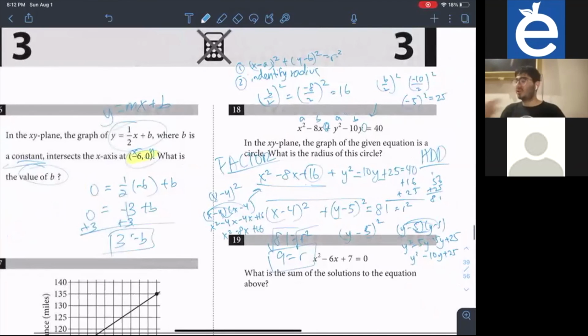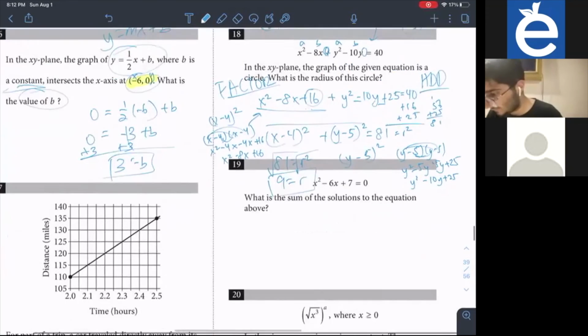This was a long and challenging problem, but once you break down the question and understand what they're asking for, and realize that you just have to know how to factor and combine like terms, and you also know the basics of the formula of the circle, then you know how to solve this problem. So once again, for question 18, the answer is 9.